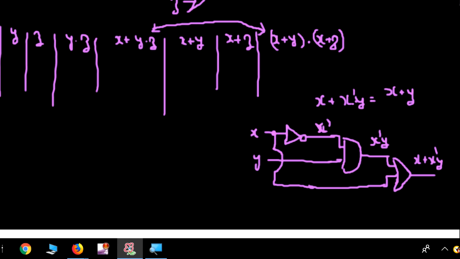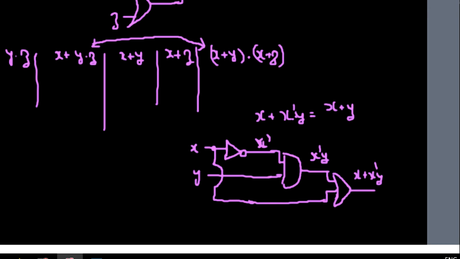So just remember that. Now this is the same as x plus y, and x plus y is really simple. You have x and y, you're passing them through an OR gate, so you'll get x plus y. So this is not an AND gate, this is an OR gate.